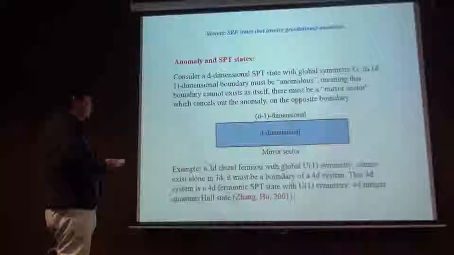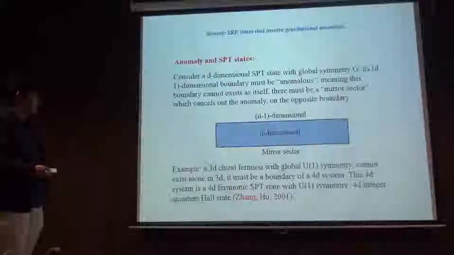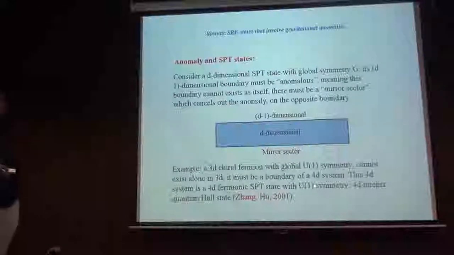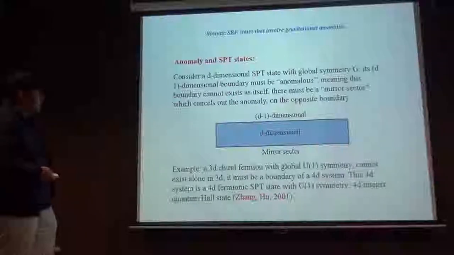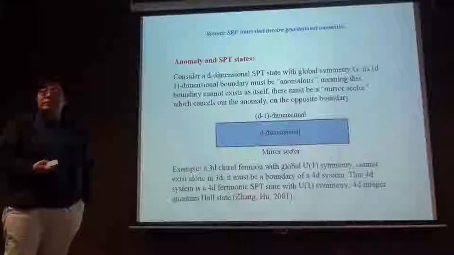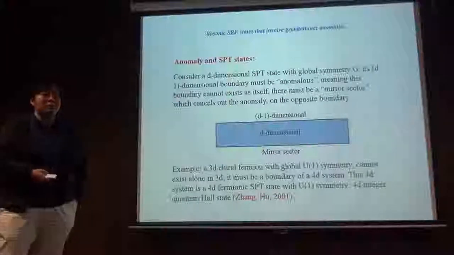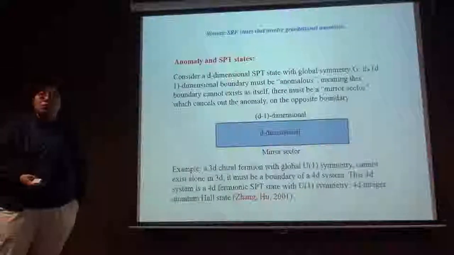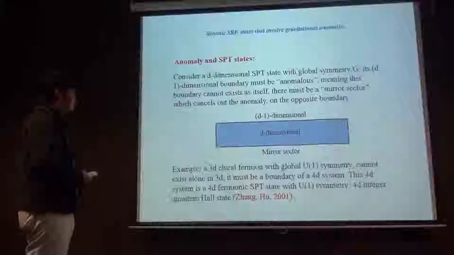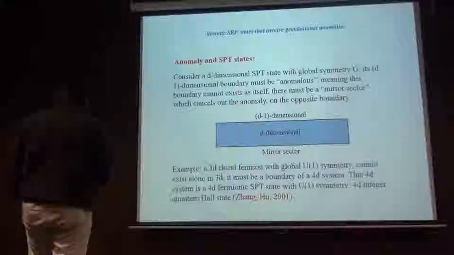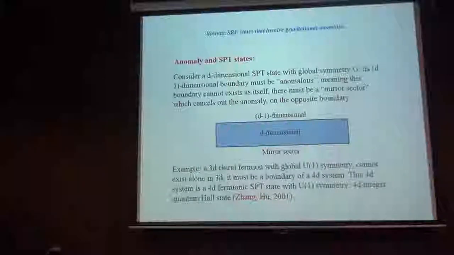And we know what the 4-dimensional system is. It's a 4-dimensional fermionic SPT state with U1 symmetry. It's the 4D integer quantum Hall state. Okay, this was first discovered by Zhang and Hu, although they didn't really worry about anomaly, but that is the first model whose boundary gives such a 3 plus 1 dimensional chiral fermion with a global symmetry.